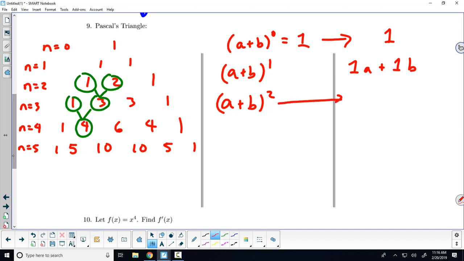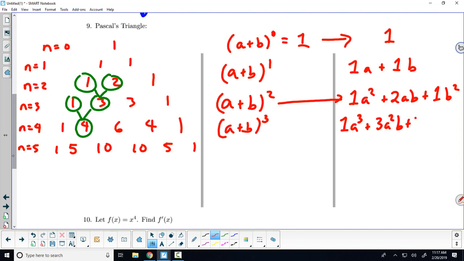If I take a plus b to the 2nd power and I FOIL that out, what do I get? I get 1a squared plus 2ab plus 1b squared. Anyone see what's going on here? Let's do one more. If I take a plus b and cube it out, eventually I would end up with 1a cubed plus 3a squared b plus 3ab squared plus 1b cubed.